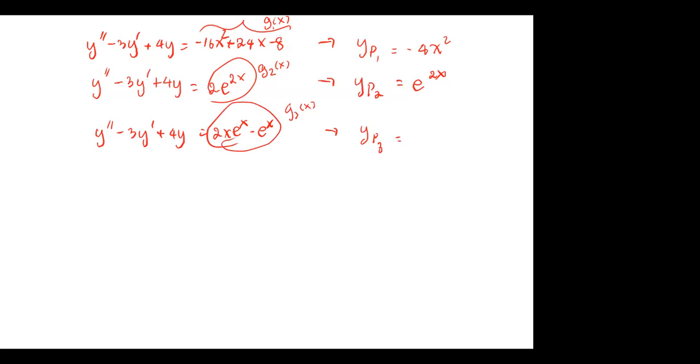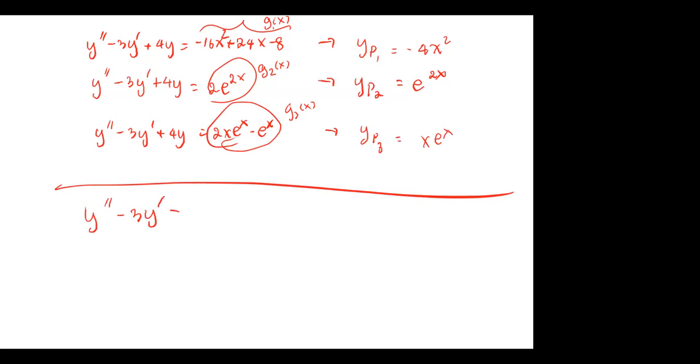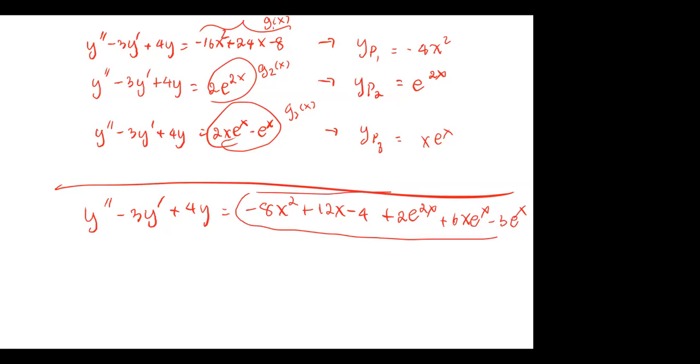And then the wrap up of this package, this non-homogeneous superposition set, for y double prime minus 3y prime plus 4y equals -8x squared plus 12x minus 4 plus 2e to the 2x plus 6x e to the x minus 3e to the x. What is the particular solution to this messy g, the combination of all the g's here? When you break it down into each one of them.